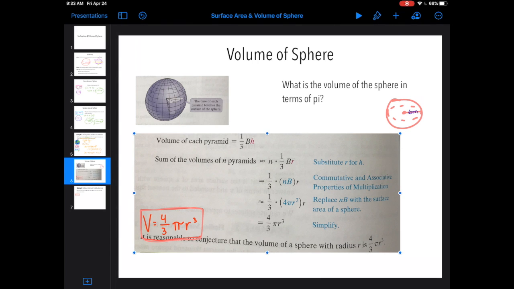All right, so I take the volume of each pyramid. So that equation is 1/3 times big B, my area of my base, multiplied by height. Well, the height of your pyramid is going to be your radius because it connects from the top point of your pyramid all the way out to the edge of the sphere. So we substitute H for R. And that's what's happening right here.